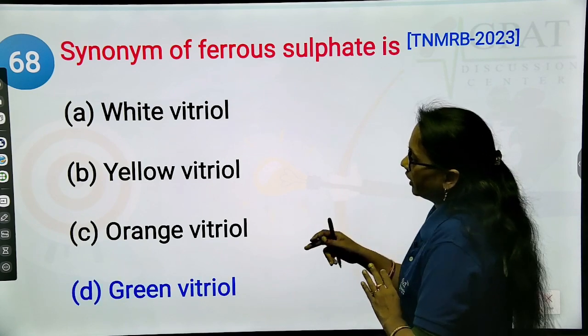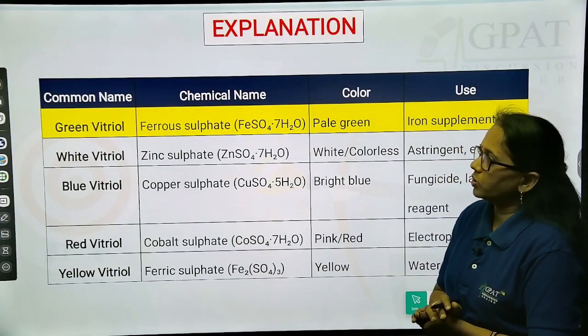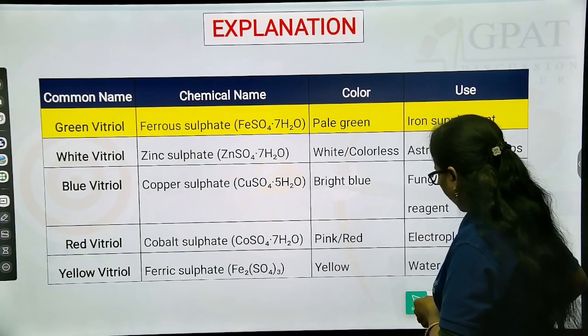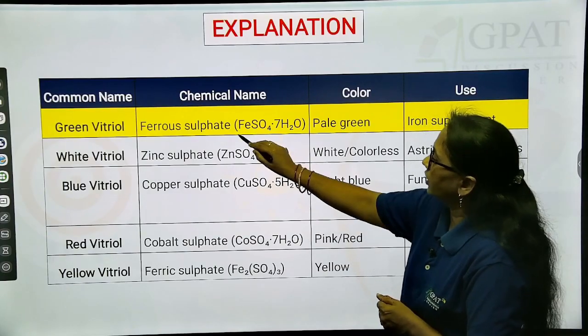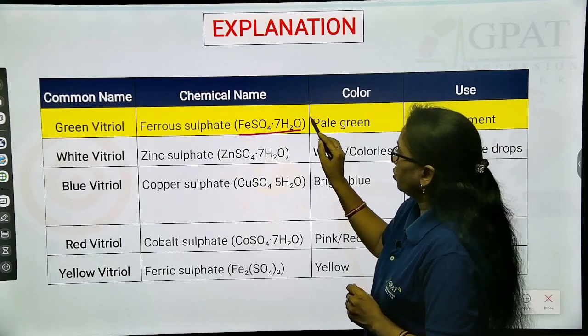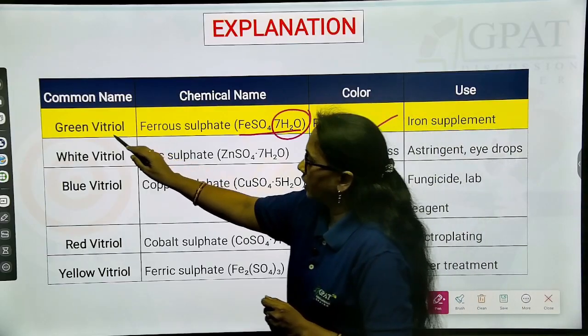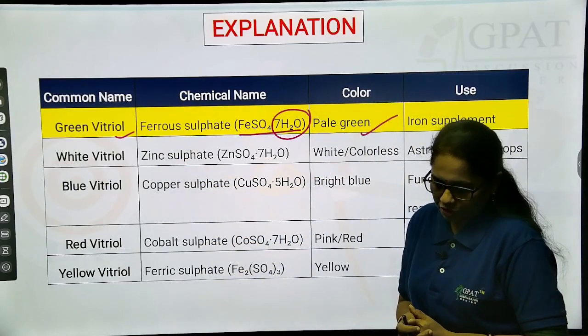Okay, so let us see some of the compounds which are having these synonyms. First of all, ferrous sulfate they have asked. So, ferrous sulfate we know that FeSO4, it is going to be heptahydrate, 7H2O it is available. So, it is going to be in a pale green color. So, that is why it is called as a green vitriol.